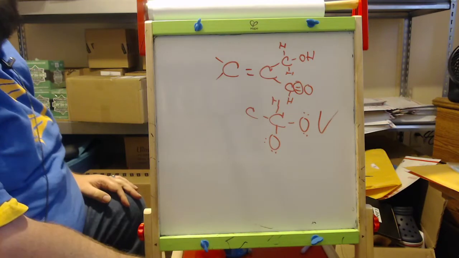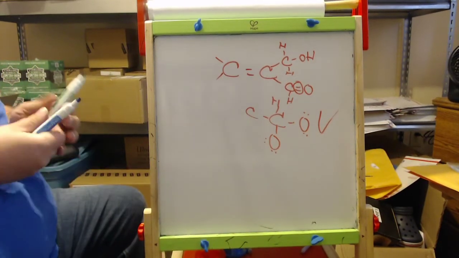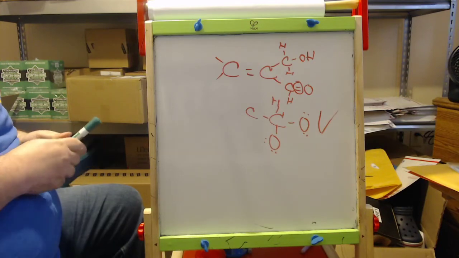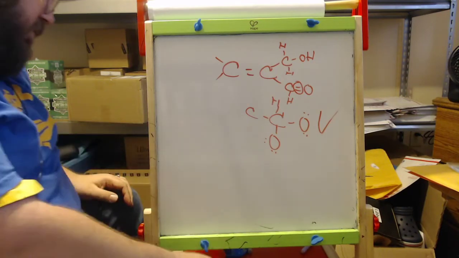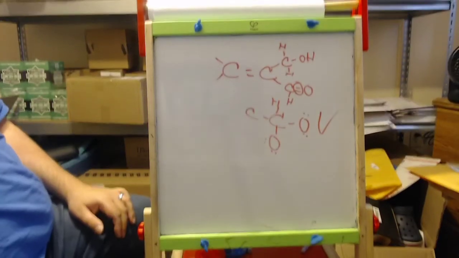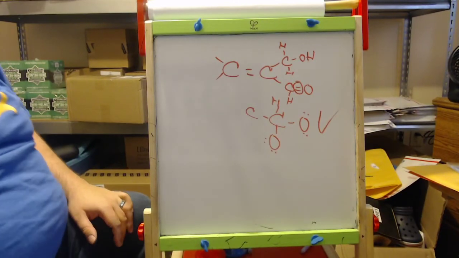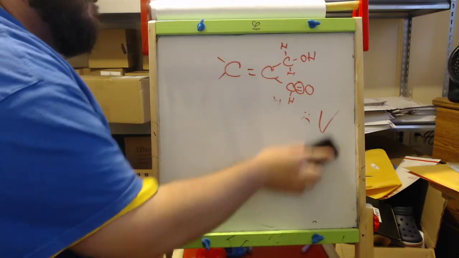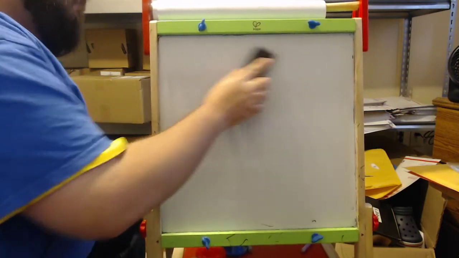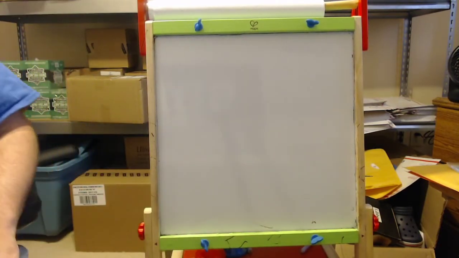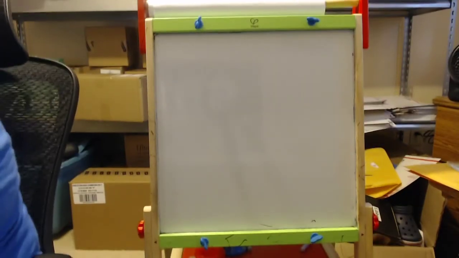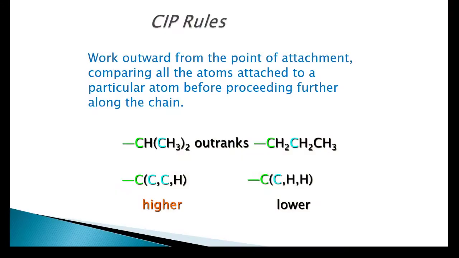Okay. So you just keep taking it out further and further until you find a difference. If there is no difference, then you can't have E/Z or cis-trans for that matter. And the examples in the slides go over all of that.